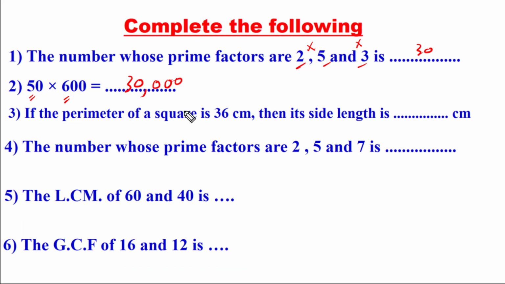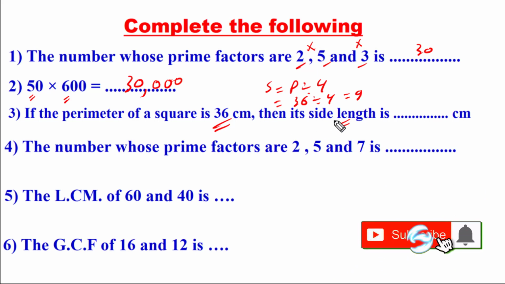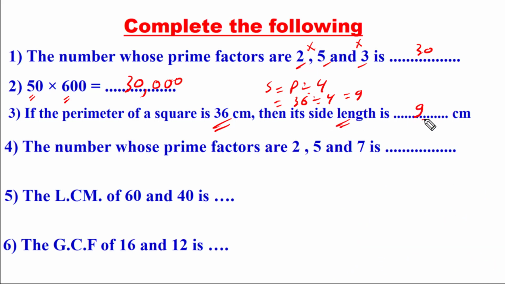Number 3, the perimeter of the square is 36 centimeter. Then its side length equals what, guys? Ask yourself, its side length equals what? Yes, equals its perimeter divided by what, guys? Divided by number of sides, which is 4. 36 divided by 4, guys, equals what? Equals 9 centimeter. Now its side length equals 9 centimeter.